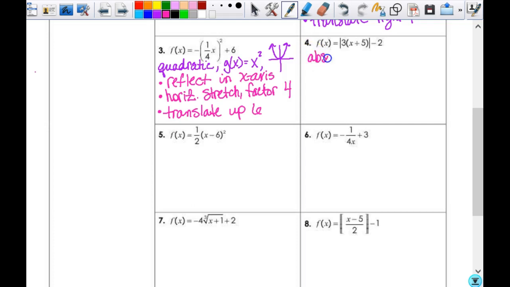Absolute value. And that would mean g of x is equal to the absolute value of x. All right, so what's the graph going to look like? Much stiffer than your quadratic.